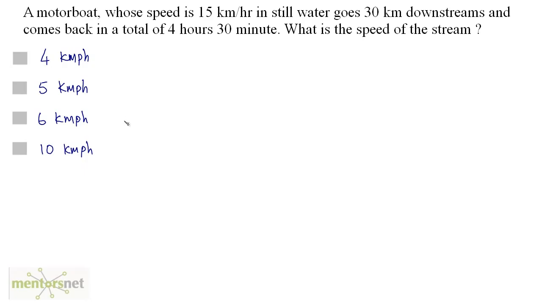A motorboat whose speed is 15 kilometers per hour in still water goes 30 kilometers downstream and comes back in a total of 4 hours 30 minutes. What is the speed of the stream?